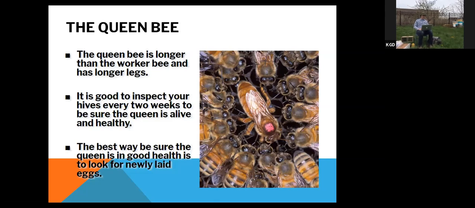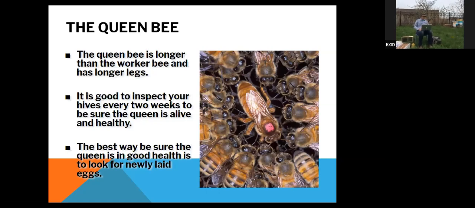So that being said, you can raise queens by taking worker cells and figuring out how to orient them up and down, and the bees will treat them like queen cells and feed them royal jelly and develop them into queens.